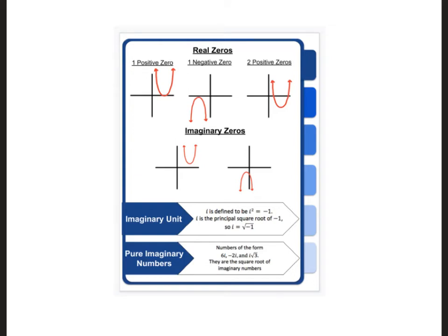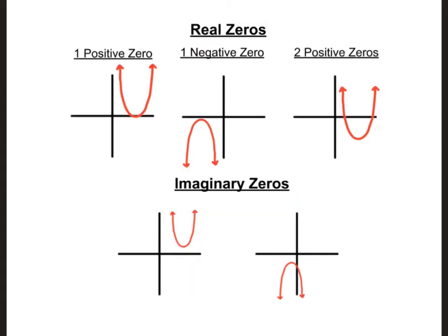Hello, today we're talking about zeros and a new type of zero that we haven't seen before. So we've already talked about real zeros, we just called them zeros. Remember, it's where your graph crosses the x-axis. We had a couple of graphs that we looked at. This one had one positive zero, this one had one negative zero, and then this had two zeros.